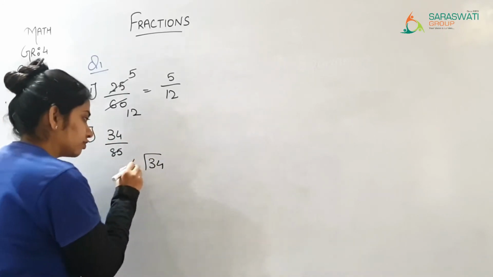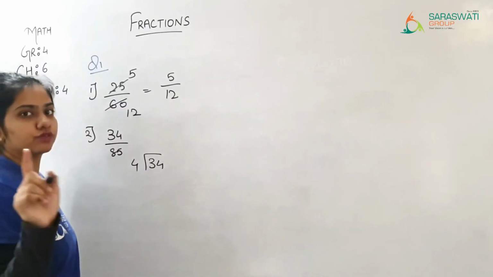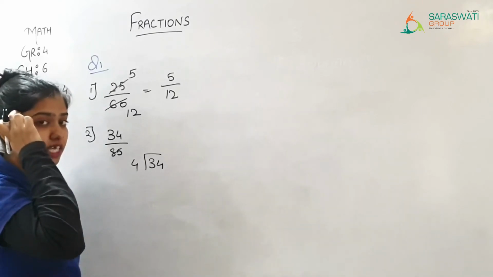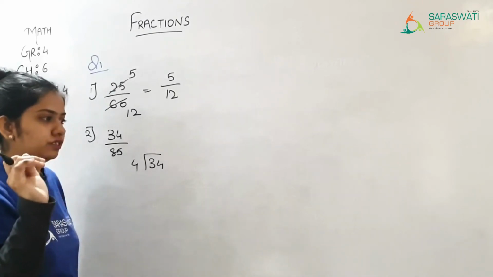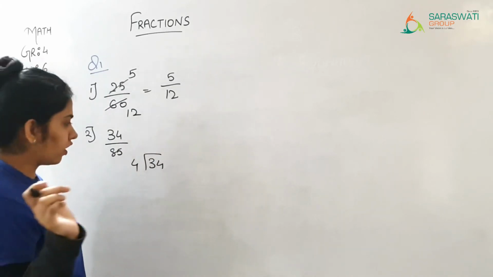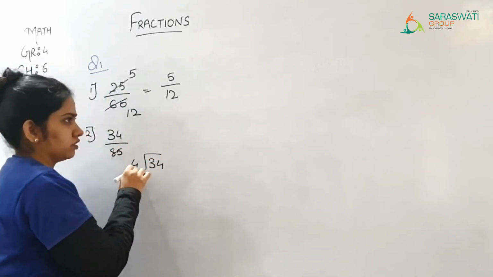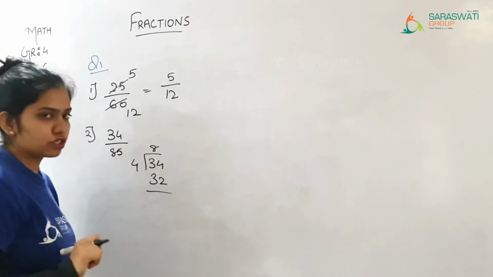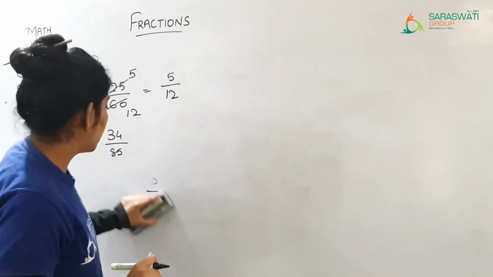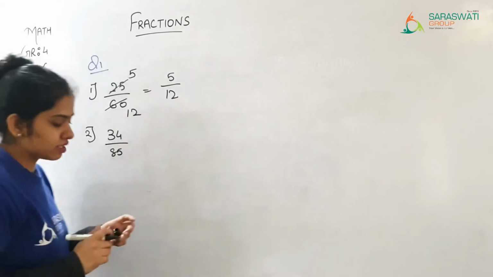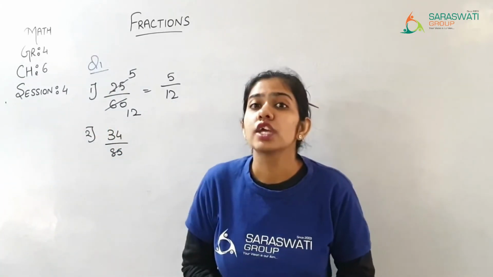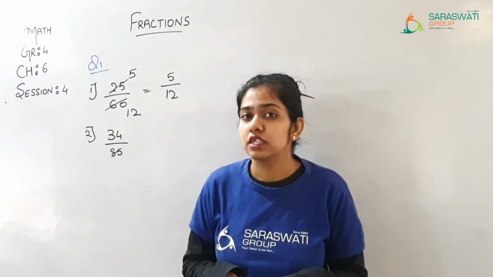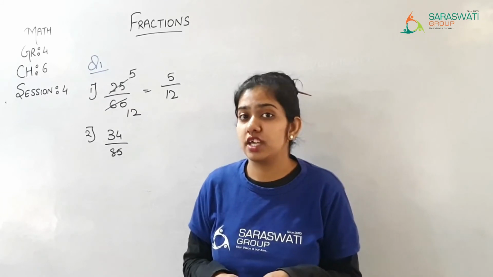With 4: 4 ones are 4, 4 nines are 36, 4 eights are 32. So this is also not possible. So in such kinds of fractions, sometimes it becomes a possibility that it cannot be simplified. The number itself will be in the simplest form, that is, the number stays as it is in its simple form.